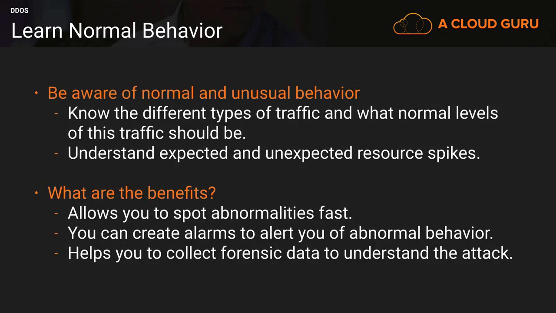Next up, we had learn normal behavior. The reason you should learn normal behavior is because then you can identify what's abnormal. So you should know the different types of traffic and what normal levels of this traffic should be. And you should also understand expected and unexpected resource spikes, which definitely can occur. Once you've learned what normal behavior is, you can learn to spot abnormalities very, very fast, and you can create an alarm to alert you of abnormal behavior. This helps you to collect forensic data to understand the attack, because you can compare what's normal to what's abnormal. Then you can diagnose how this attack is occurring, and figure out a strategy in terms of how to prevent it.